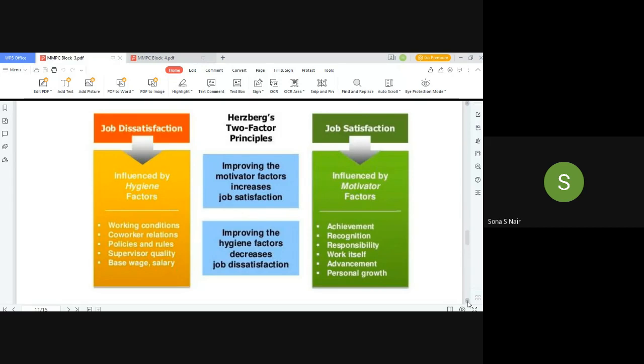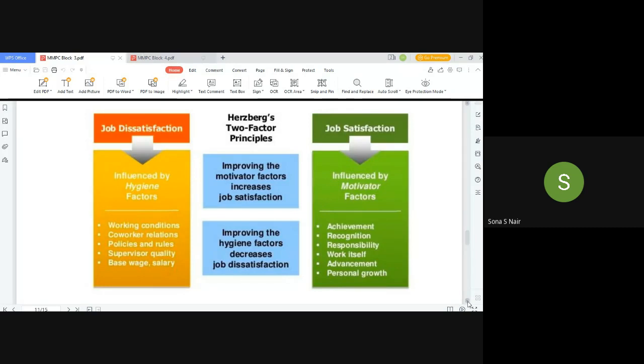The more facilities the organizations start providing, the reason could be anything. Maybe because of development of the economy, maybe because of the growth of the organizations, maybe because of the education levels, whatever. The more facilities the organizations provide, the more factors would come into the hygiene factor category. So personal growth possibly was a motivator maybe 20 years ago, but today everyone is wanting personal growth in the organization. So if it is not there, possibly people will become dissatisfied. Those could be the hygiene factors.